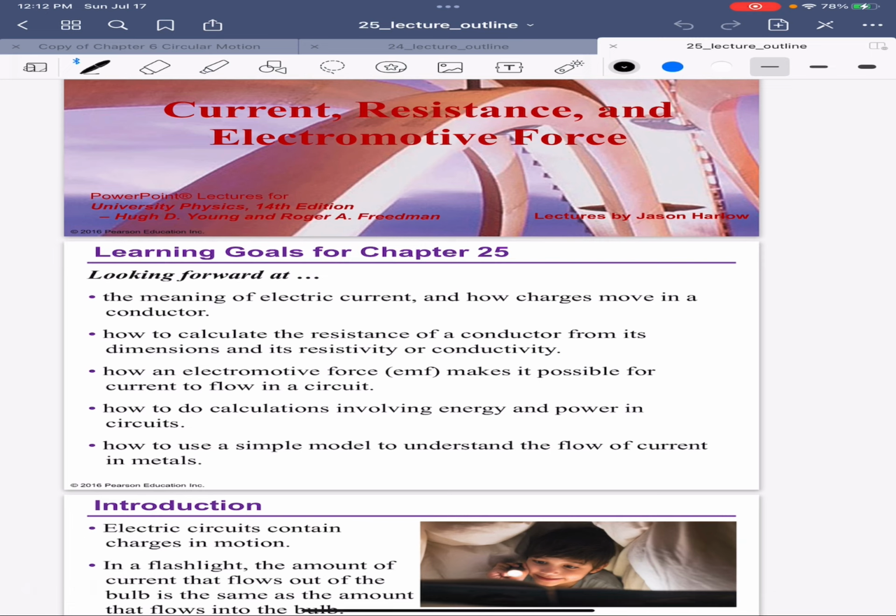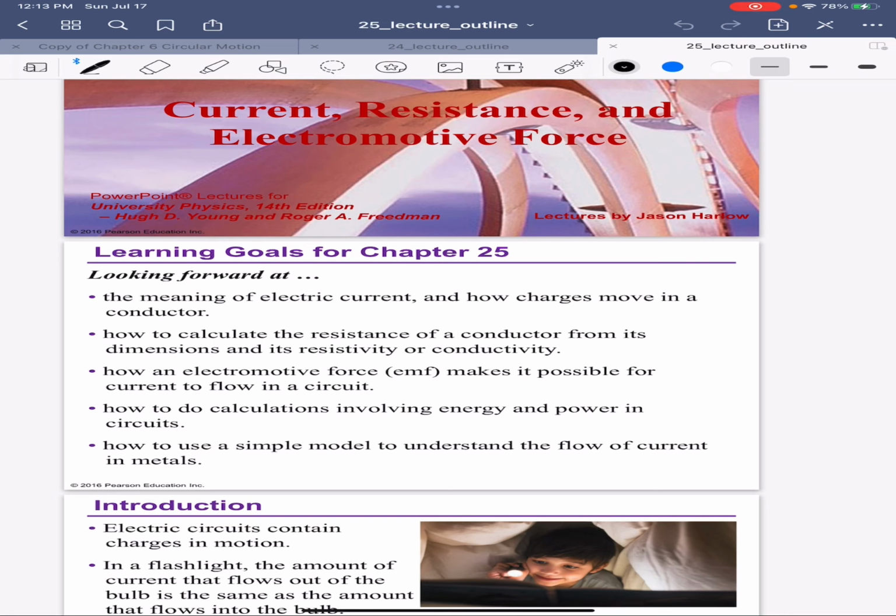move in a conductor? And here we are going to introduce maybe 2 or 3 methods to calculate currents. And also by chapter 26, we're going to add more methods. How to calculate the resistance of a conductor from its dimensions and its resistivity or conductivity. Then we are going to define resistivity, we are going to define conductivity, and we will also know how to relate these to resistance and to calculate the resistance.